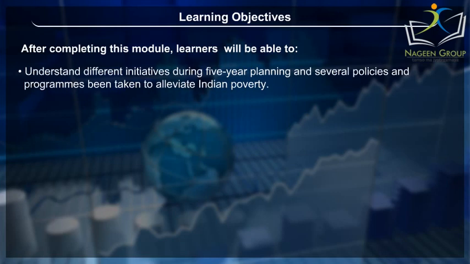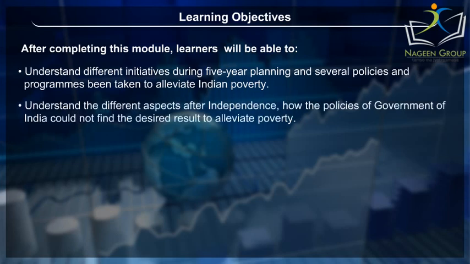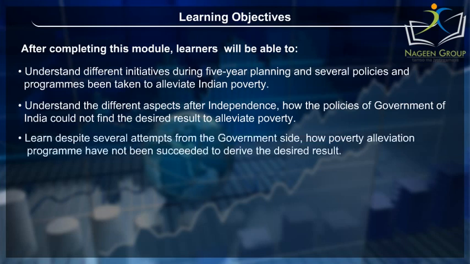Understand different initiatives during the five-year plans and several policies and programs taken to alleviate Indian poverty. Understand the different aspects after independence, how the policies of the Government of India could not find the desired results to alleviate poverty. Learn how, despite several attempts from the government side, poverty alleviation programs have not succeeded in deriving the desired result.